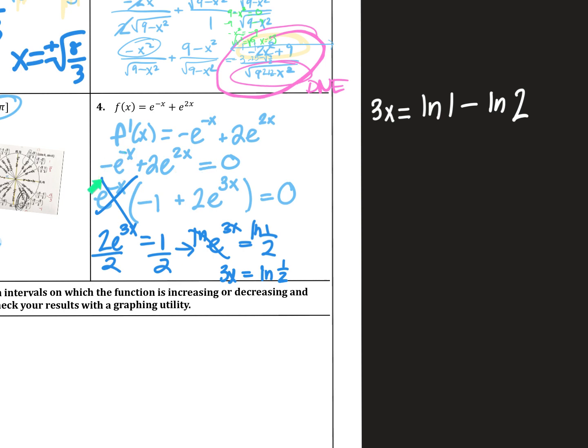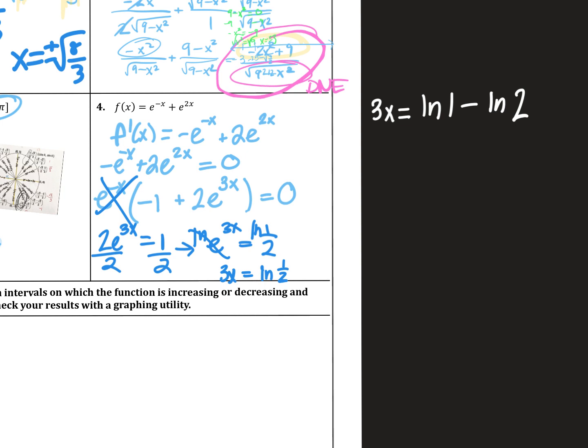We take out e to the negative x because we want to factor something out there, and we don't want to deal with that negative x. So that's why I took it out, and that's why it became 1. Since it's a minus x, I'm going to add 1 to my exponent instead of take 1 away like I normally would.